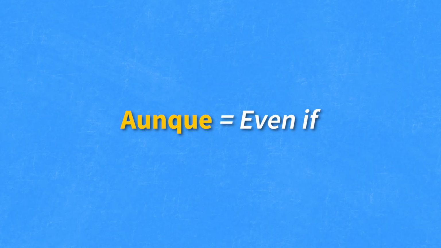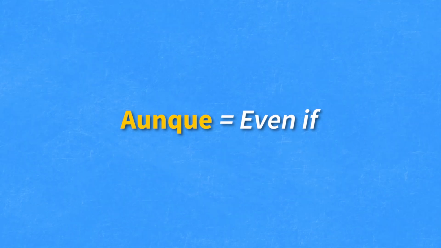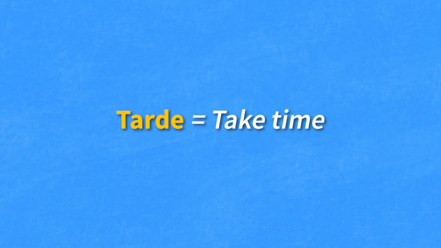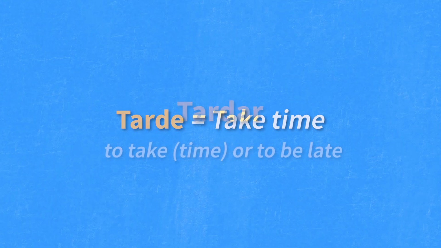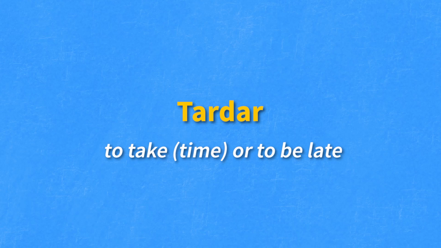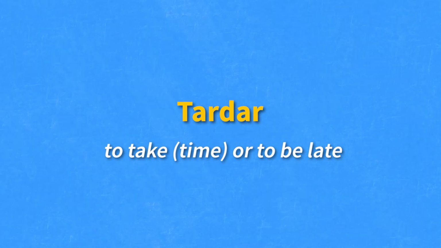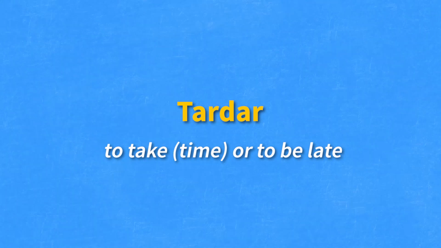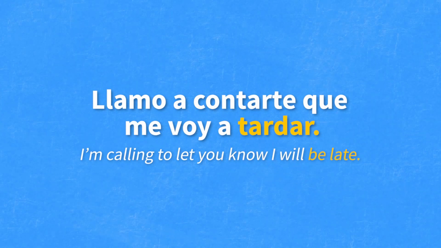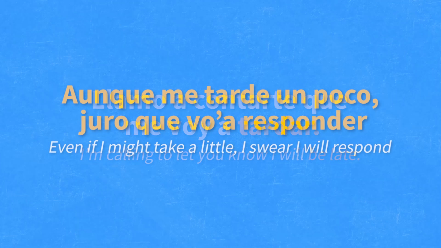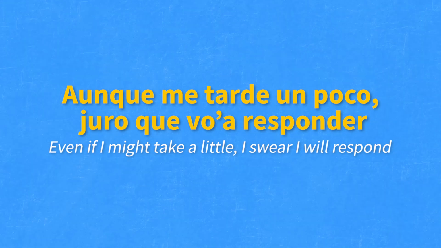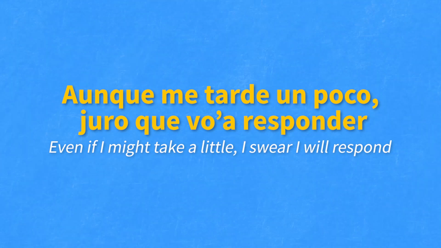Aunque means even if. You can use aunque to express a contrast between two ideas, such as aunque llueva, voy a salir. In this case, tarde means take time. It comes from the word tardar, which means to take time or to be late. Tardar is normally used when talking about being late or needing more time than usual to do something. You might hear someone say, llamo a contarte que me voy a tardar. Overall, with aunque me tarde un poco, juro que voy a responder, Bad Bunny is showing his determination to reply or act, even if it takes some time.